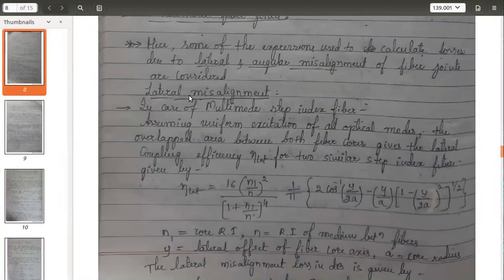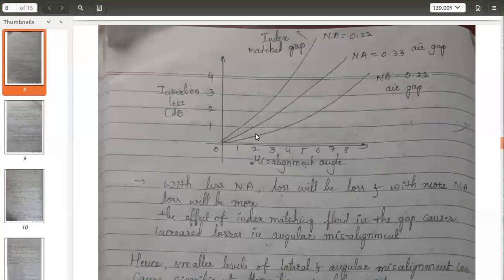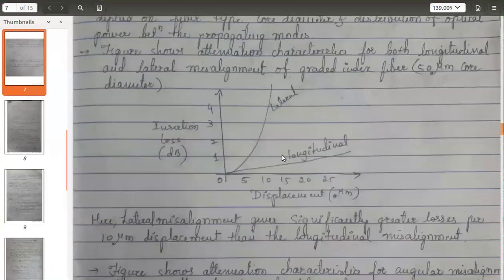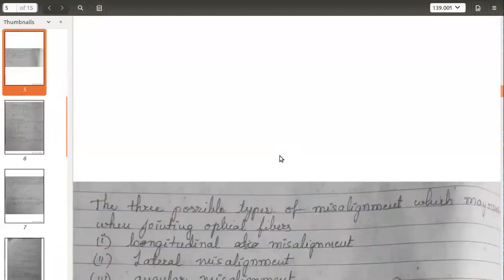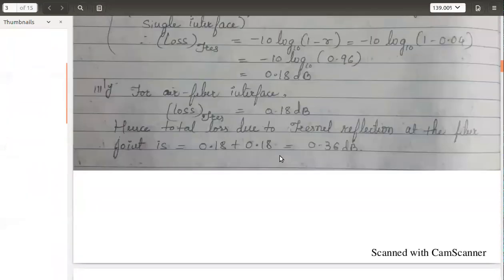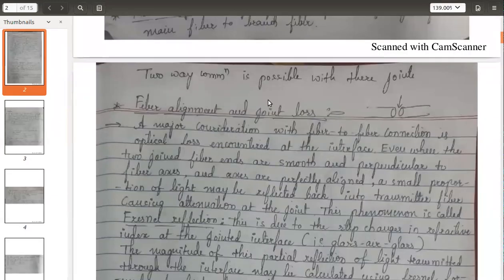In today's session, we will be continuing the discussion on the three different types of misalignments. We were dealing with fiber misalignment and joint losses. Let me have a brief recall of what we completed so that we can continue with the same. We started with fiber alignment and joint loss.